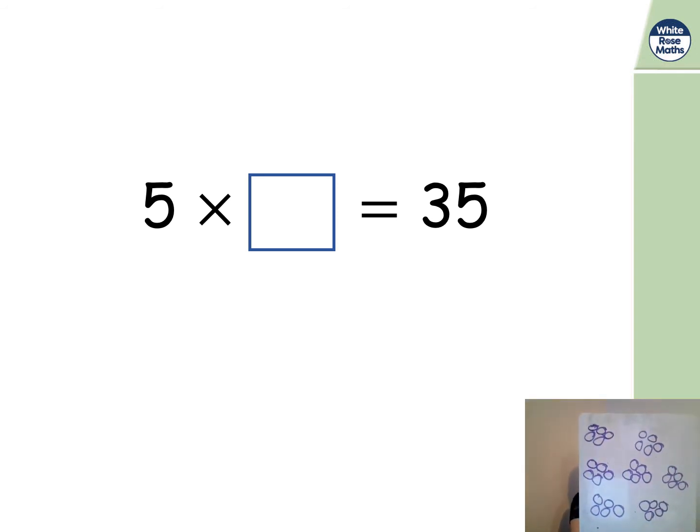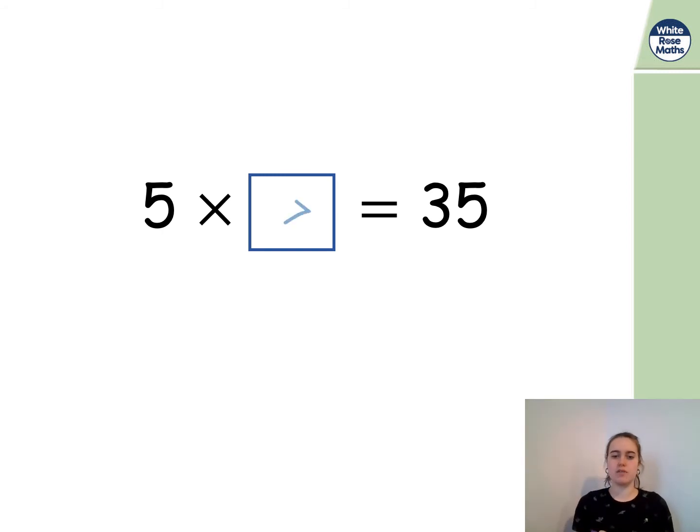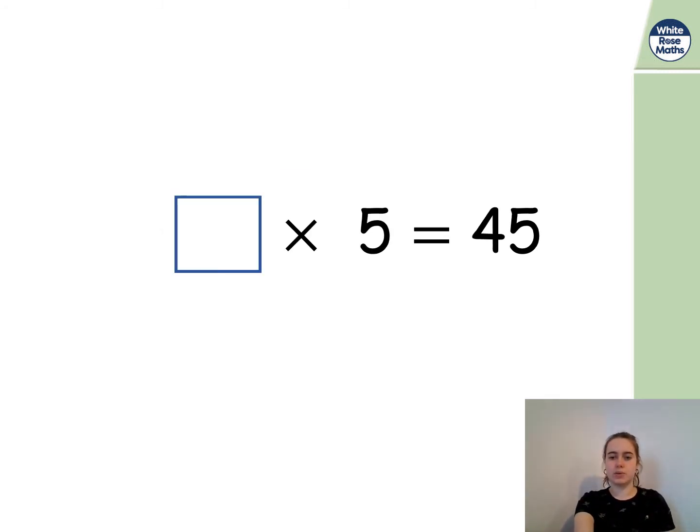Have a look at that. There are 7 groups of 5. So that's the same as saying 5 multiplied by 7 equals 35. Now have a go at this one yourself. Work out how many groups of 5 you need in order to get to 45.